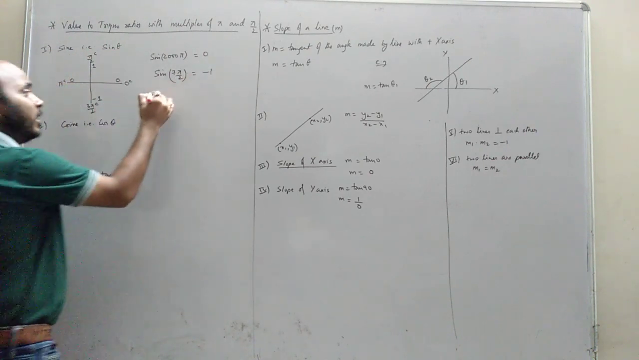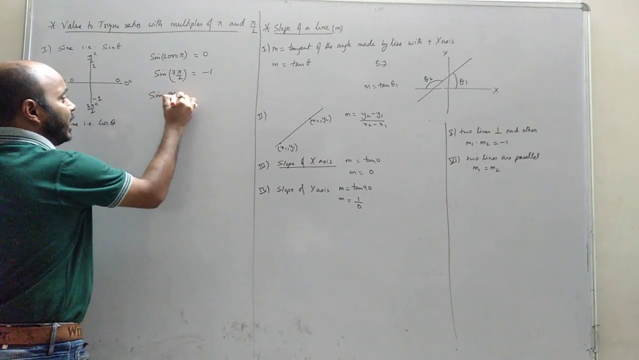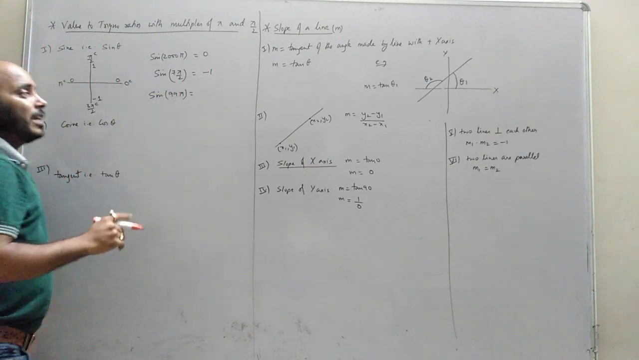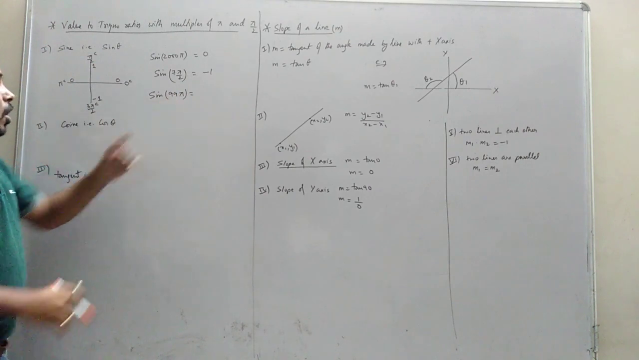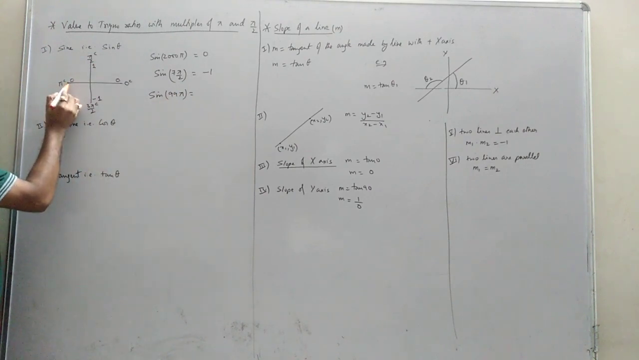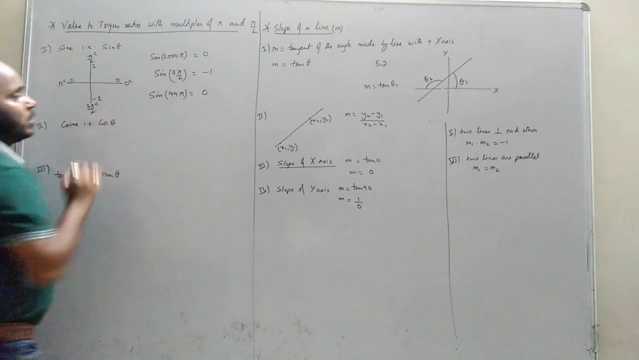You understand? Similarly, if someone says, what is sine 99 pi? So 99 pi is odd pi, it lies here. So what is its value? 0. So its value is 0.